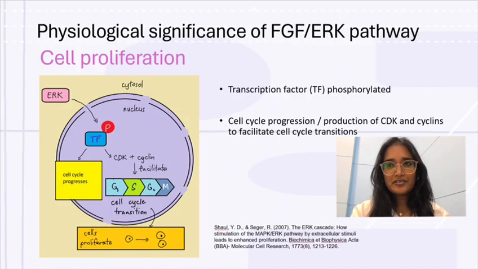Nitisha will now cover the physiological role of the pathway. Cell proliferation. The phosphorylated transcription factors lead to the expression of genes that promote cell cycle progression and production of cyclin and CDKs, which facilitate the cell cycle. Overall, the MAPK pathway integrates growth signals to regulate cell proliferation.